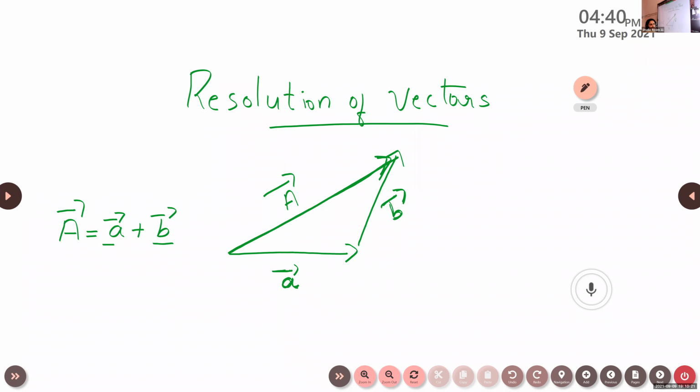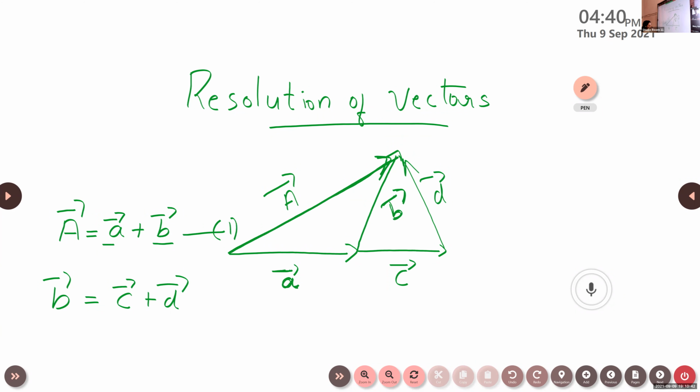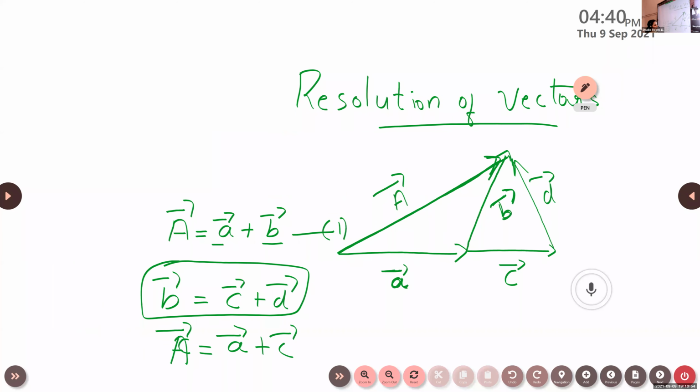Again, the splitting is possible. Here we can split this vector B. Here we consider another vector, mark it as vector C, and this is our other vector, vector D. So here we can write vector B is equal to vector C plus vector D. Then our equation 1 becomes the resultant vector A is equal to small letter A plus, instead of B, we can substitute this value, that is vector C plus vector D. So the resultant vector A becomes split into three components or three terms.